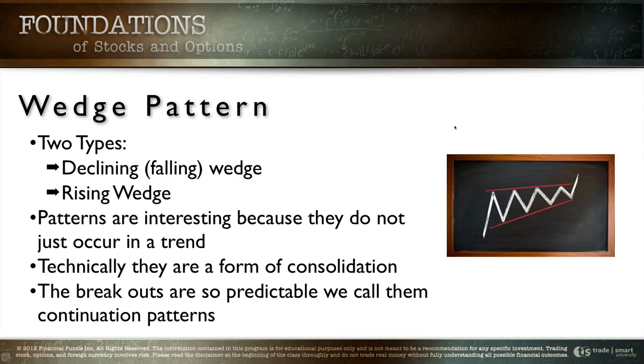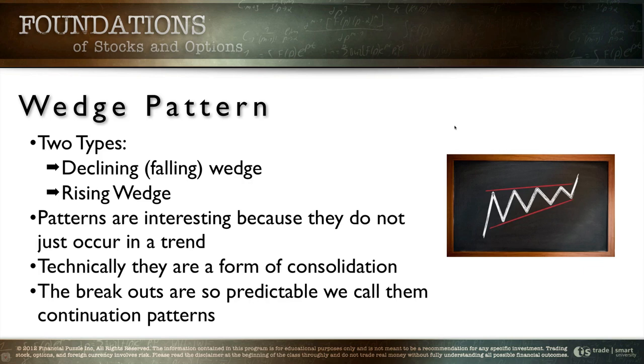There's what we refer to as a declining wedge, or sometimes you'll hear us refer to it as a falling wedge, and then there's what we call a rising wedge. And interestingly enough, the wedges tend to play out the opposite of the name. We'll look at that in just a second, but they tend to play out in the opposite of their name. The patterns are interesting because they don't just occur in trends. They occur kind of everywhere.